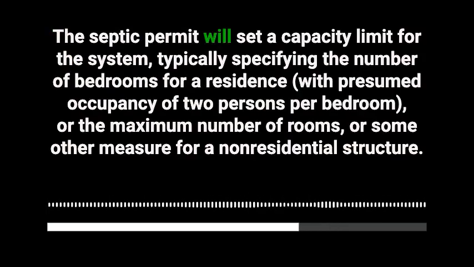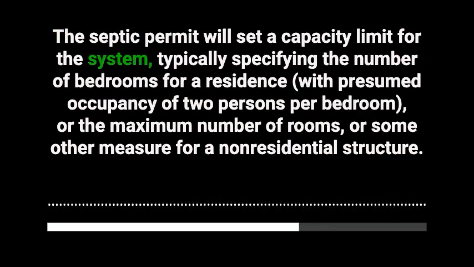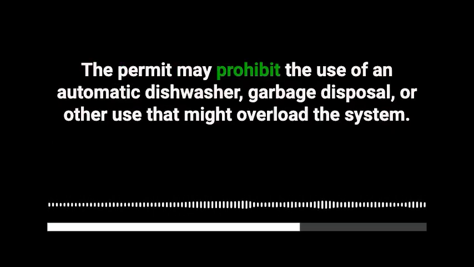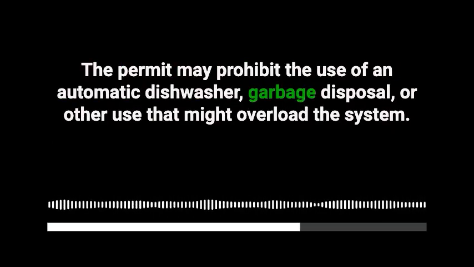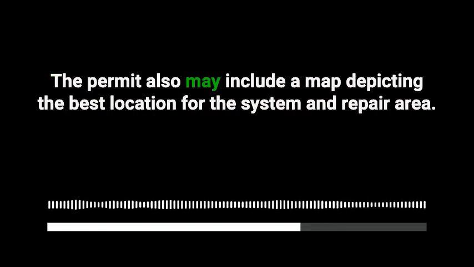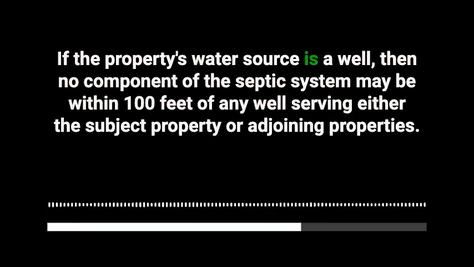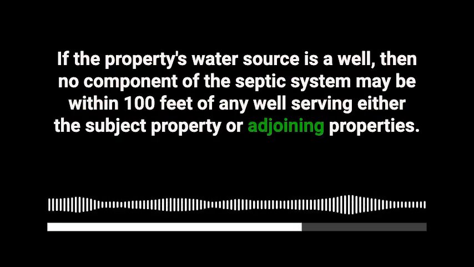The septic permit will set a capacity limit for the system, typically specifying the number of bedrooms for a residence, or the maximum number of rooms, or some other measure for a non-residential structure. The permit may prohibit the use of an automatic dishwasher, garbage disposal, or other use that might overload the system. The permit also may include a map depicting the best location for the system and repair area. If the property's water source is a well, then no component of the septic system may be within 100 feet of any well serving either the subject property or adjoining properties.